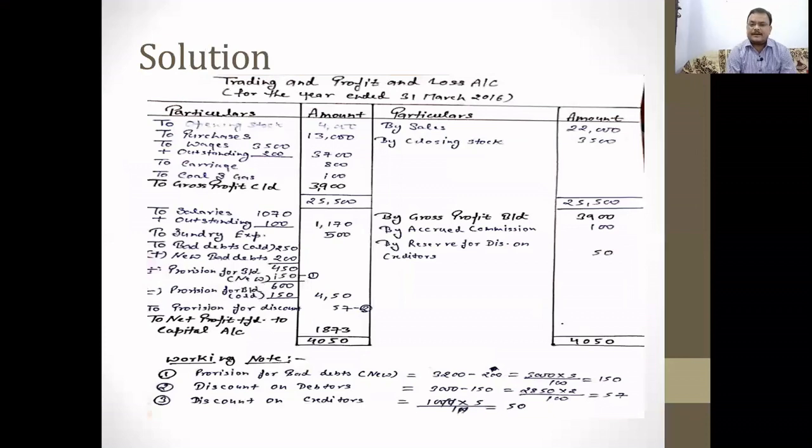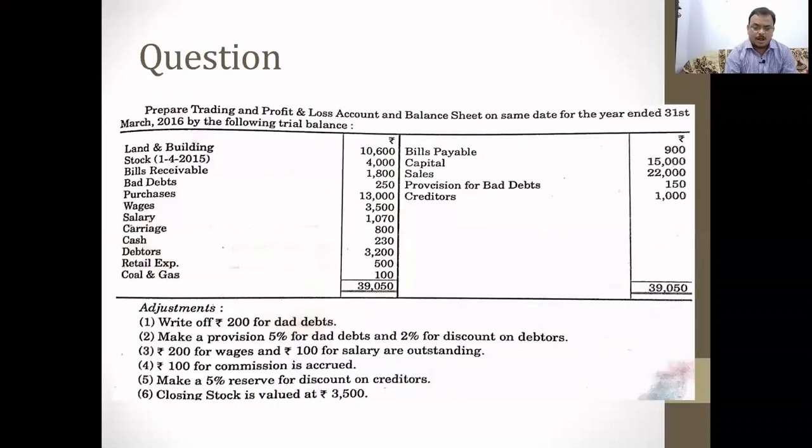There is trading and profit and loss account. First of all you point out where the adjustments are given. You see there is an adjustment on wages, there is an adjustment on salary, there is an adjustment on debtors, there is an adjustment on creditors, there is an adjustment on commission also. So how do we solve this question?